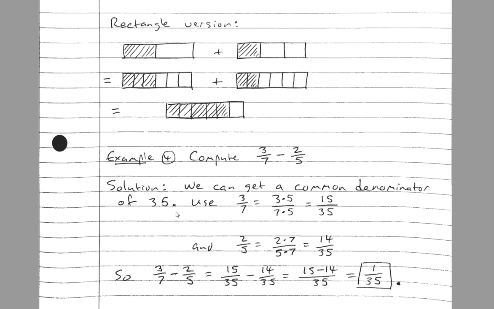So maybe the tricky part here is, so where did that 35 come from? Yeah, I mean, if you're adding or subtracting two fractions, you can always take the product of the denominators to be a common denominator. But sometimes you can do better than that.